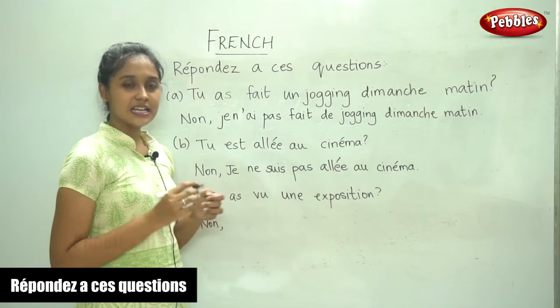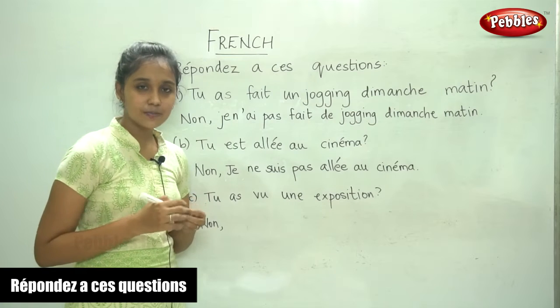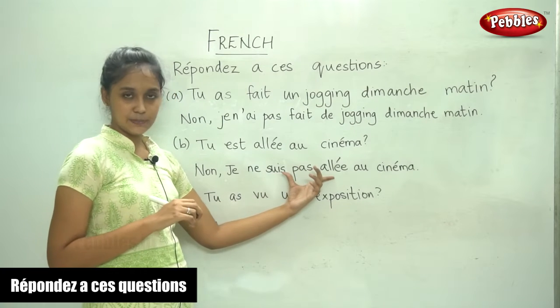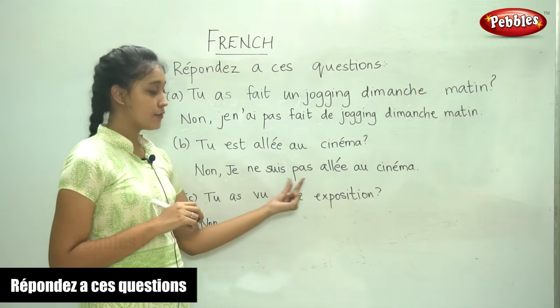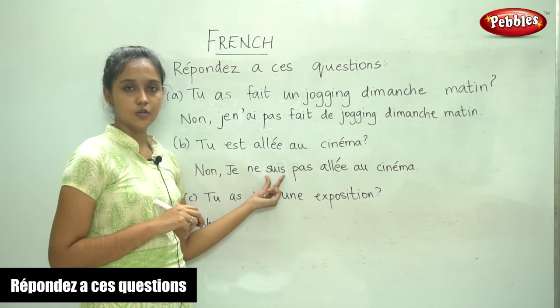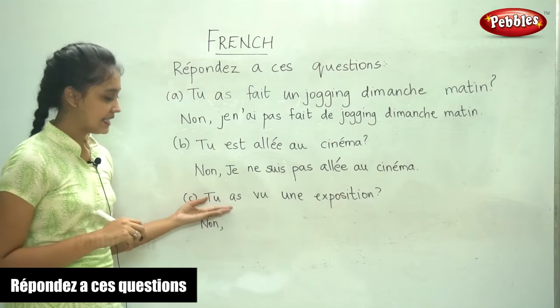So we added it. It's very simple. If you know passé composé, you just have to write the passé composé and add ne before and pas after the auxiliary alone.